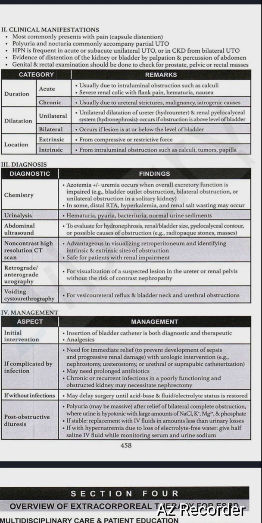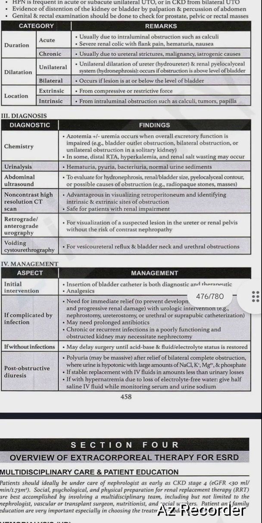Dilation. Unilateral dilation of the ureter, hydroureter, and the renal pyelocalyceal system, hydronephrosis, occurs if the obstruction is above the level of the bladder. For the bilateral, this occurs if the lesion is at or below the level of the bladder. For the location, extrinsic and intrinsic. For the extrinsic, it is from a compressive or restrictive force. For intrinsic, it is from intraluminal obstruction such as calculi, tumors or papilla.